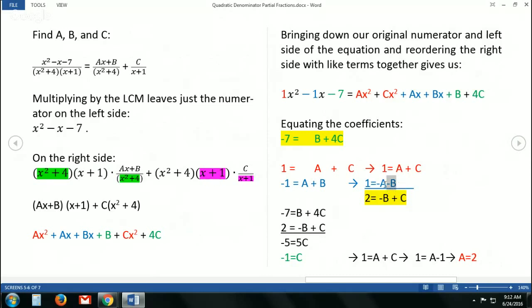Now, let's combine these two rows. 1 plus 1 made 2. The a's are going to add out. I've got a -b that doesn't combine with anybody, and I can bring it down. And I've got a positive c that won't combine with anybody, and I can bring it down as well. So this gives me a new equation that only has b's and c's as part of it.